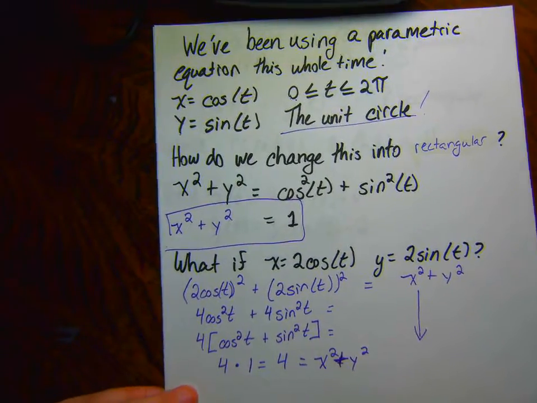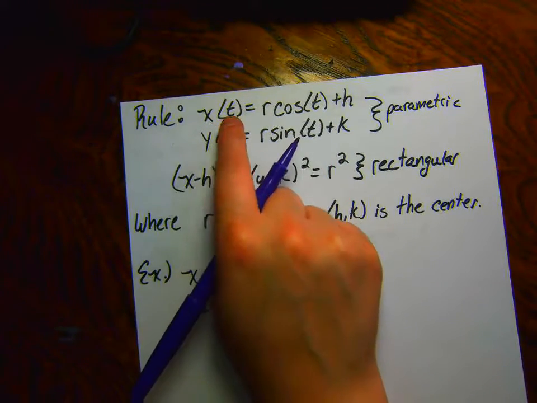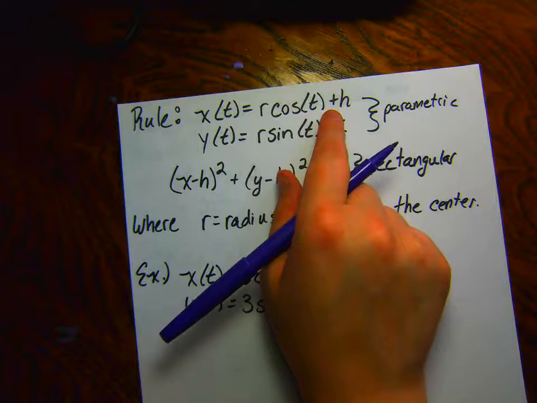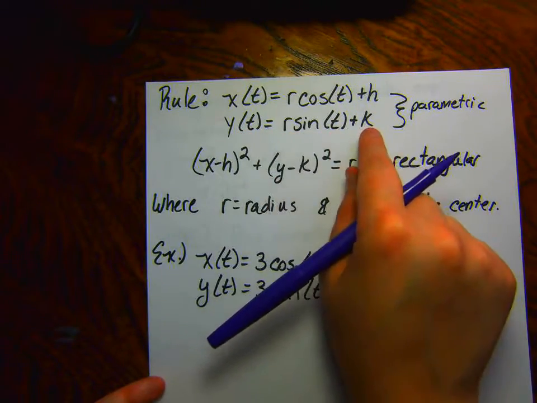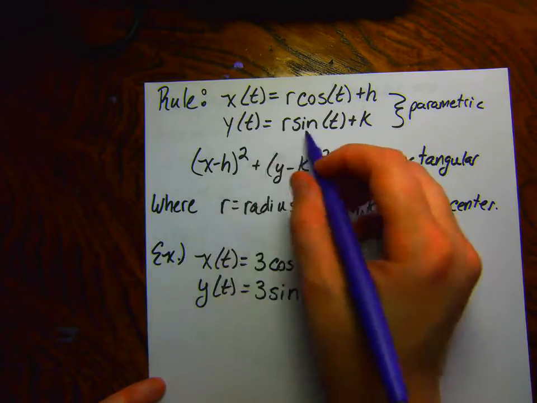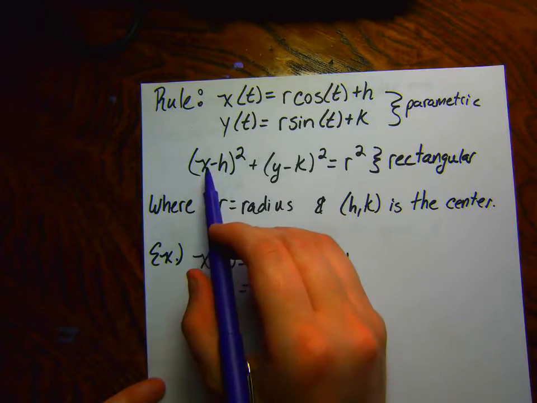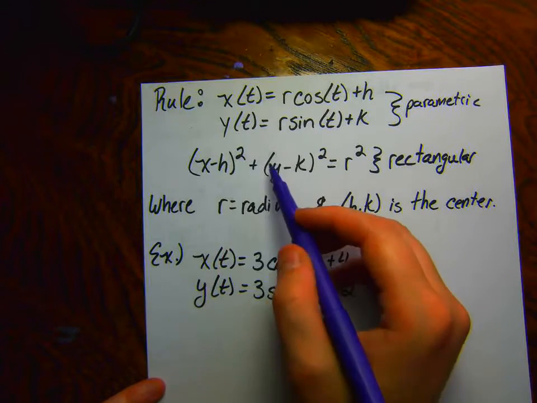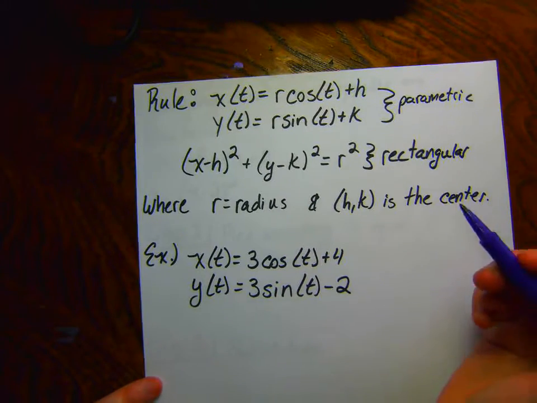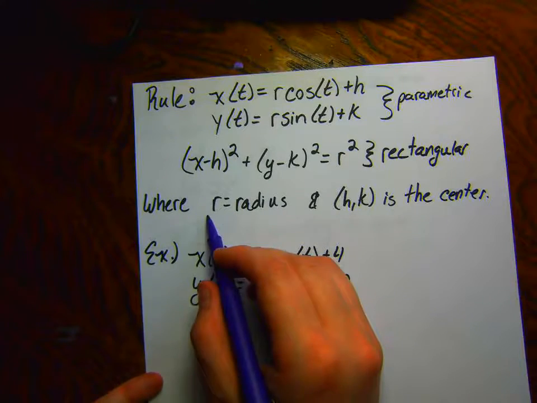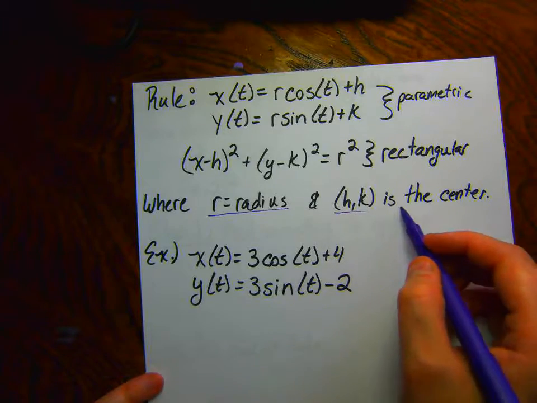Alright, so let's get a general formula for this. The general rule of thumb is that if you have x of t equals r cosine of t plus h, and y of t equals r sine of t plus k, so this is our parametric equation, then our rectangular equation is going to be x minus h squared plus y minus k squared equals r squared. So that r is going to be the radius of our circle, and h and k is going to be the center.